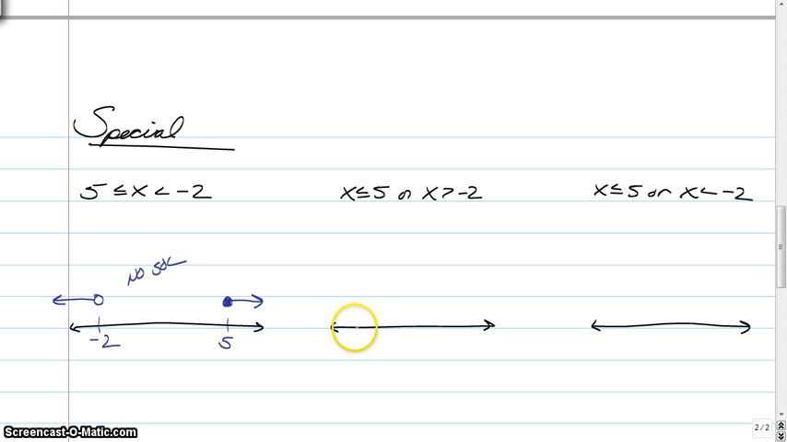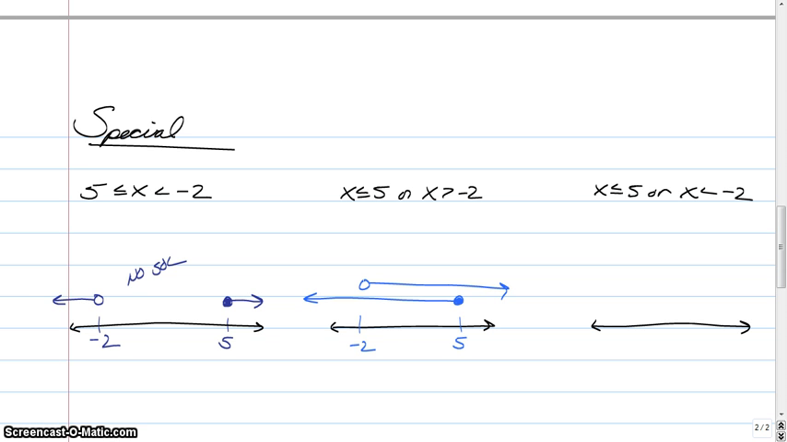Here's an OR statement. We have an OR statement that says x needs to be less than or equal to 5 or greater than -2. Now here's an example of what you would think looks like an AND statement from our regular problems above. Well, in this case, can you think of a number that is less than or equal to 5 or greater than -2? And the answer is yes. Any number you think of will work.